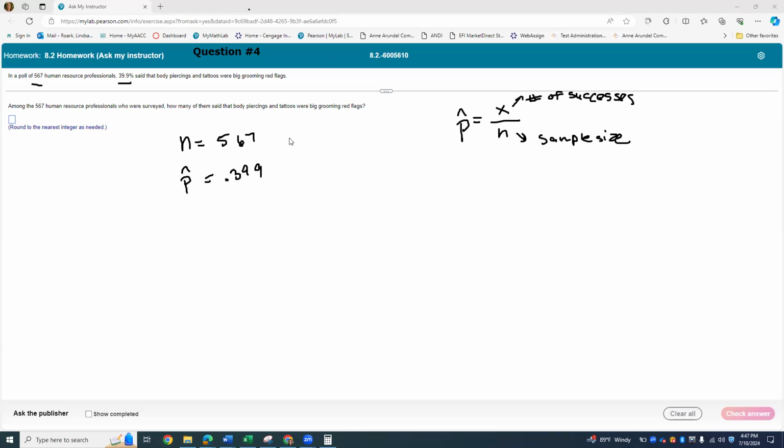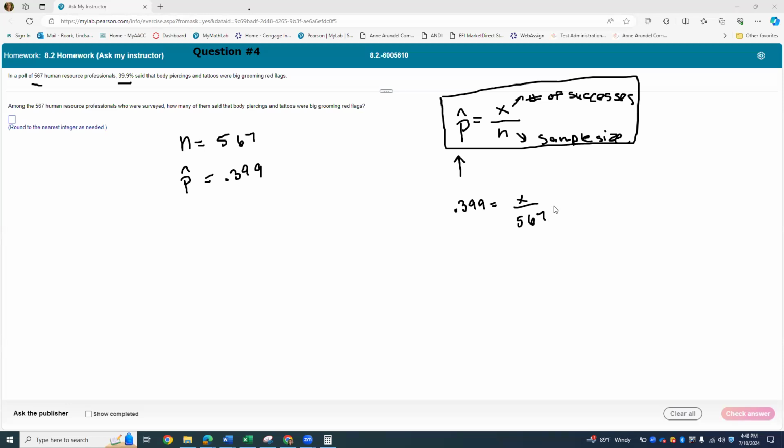But how many of them actually said yes? If they asked 567 people whether body piercings are a red flag, how many of them said yes, essentially? So really, we're just finding 39.9% of 567. In terms of the formula here, they're telling us that the sample proportion is 0.399. We don't know what X is, but we know the sample size is 567. So how are we going to solve for X? We're just going to multiply 567 times 0.399.